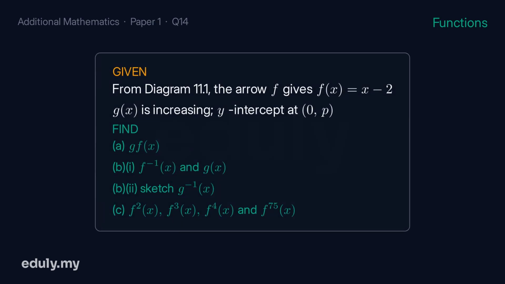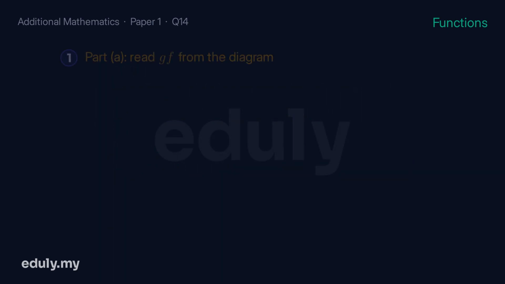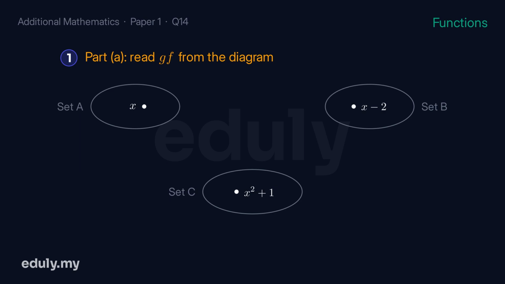So here is what we have and what we must find. From the diagram, f sends x to x minus 2, and there are 4 tasks to clear. Step 1. Part A asks us to read the composite straight off the diagram. The function f carries x from set A across to set B, where it becomes x minus 2.